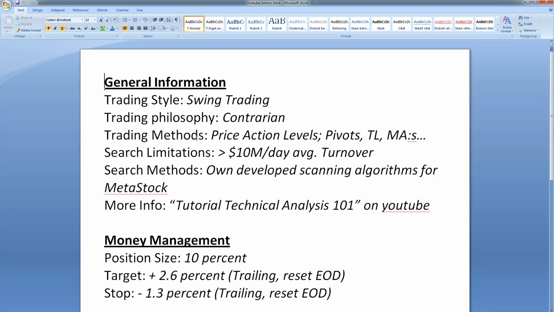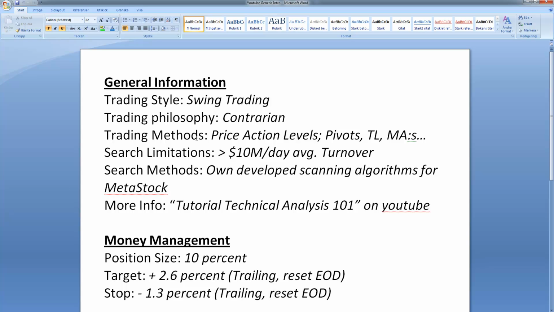I pick up my charts, my setups, from my own developed scanning algorithms that I built in the Metastock platform. If you want more information about how I work and the philosophy and psychology, please look at my YouTube video tutorial Technical Analysis 101.